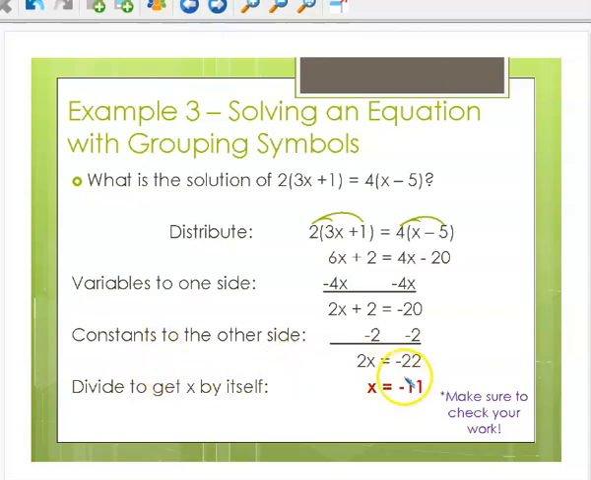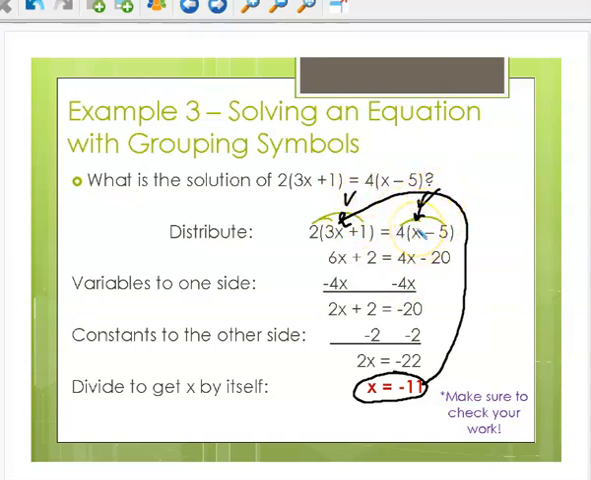Once again, take the time, take your solution back up to the top, and substitute it in and see if both sides end up being equal. If they are, then you're good. Okay, both sides are equal, check them off.